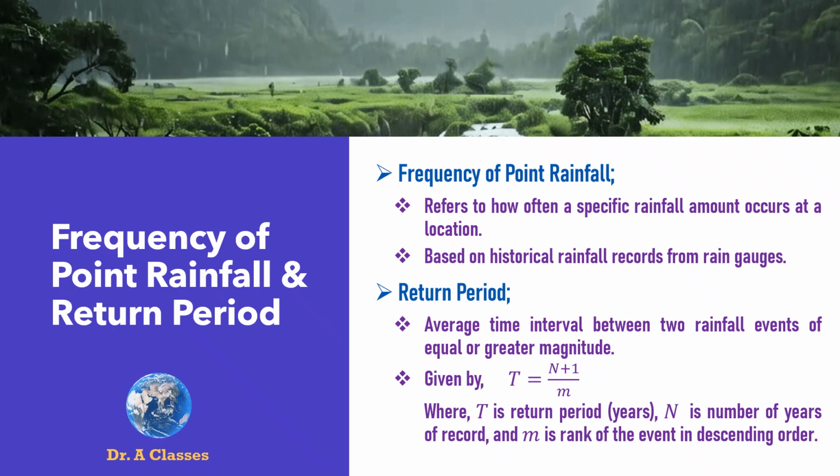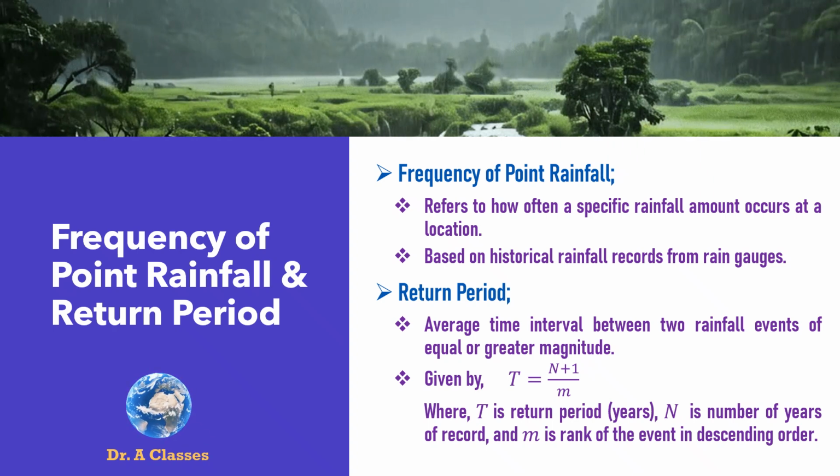To quantify this, we use the concept of return period, also called recurrence interval. It represents the average time gap between rainfall events that are equal to or exceed a particular depth. For example, if a storm of 200 mm happens once every 50 years on average, then 200 mm corresponds to a 50-year return period.